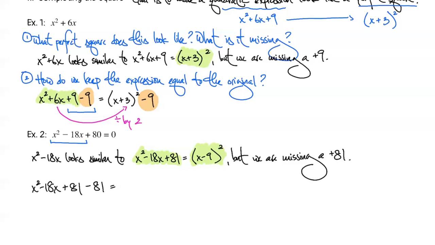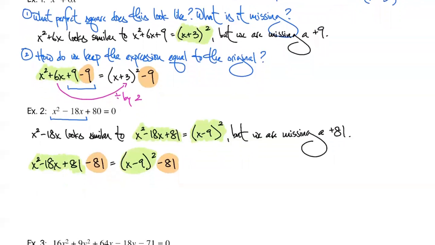The nice way about writing it this way is everything in this green can be replaced with a perfect square. And then I just have a minus 81 at the end. So x minus 9 squared minus 81. Right, this is our green, and the minus 81 that we put there to balance everything out is still there.